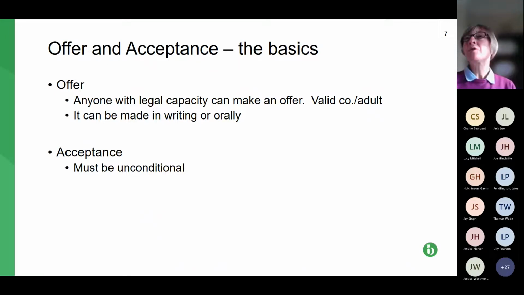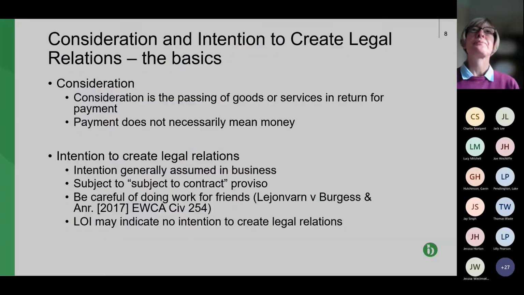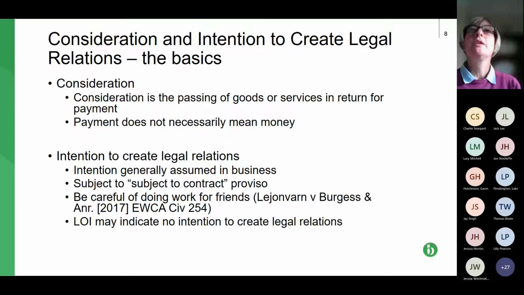Acceptance is the second part of making an agreement. And as we've already seen, it's got to be unconditional. There's no acceptance if it's, well, I'll accept the scope you're going to carry out, but I'd like a different price. What that is, is a counter offer. Consideration, we've already done that. An intention to create legal relations.